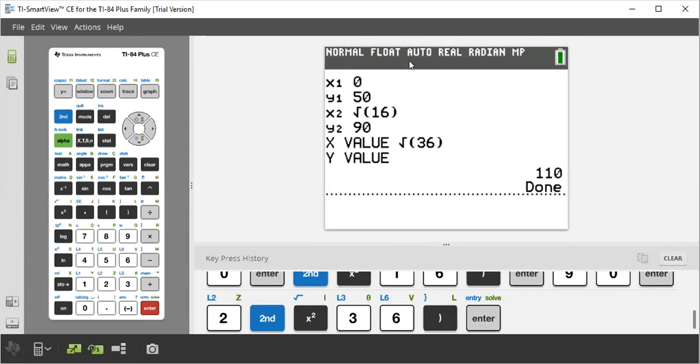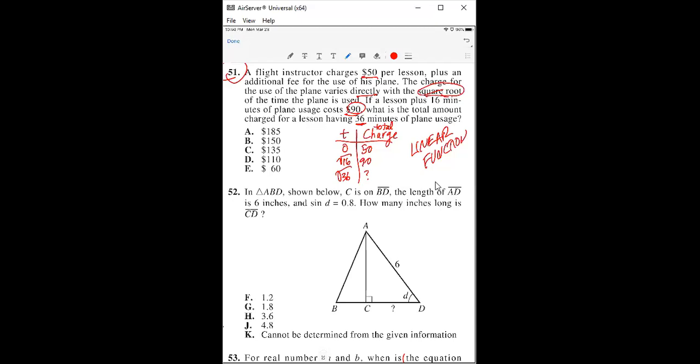So I'm going to go back over to the test, and as you can see, that would be option D. So it would be $110. This is a linear function. Use the ALINEAR program and you're good to go. Okay, now let me go to another question.